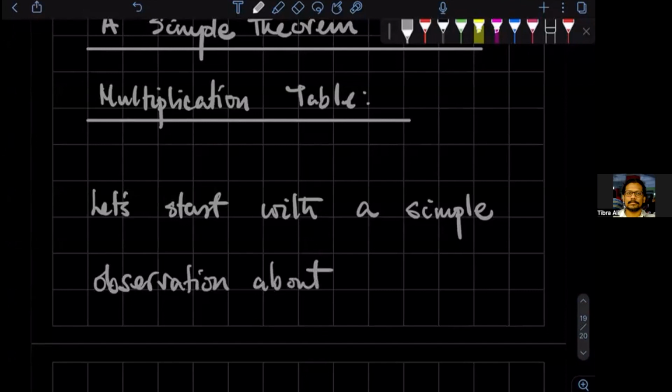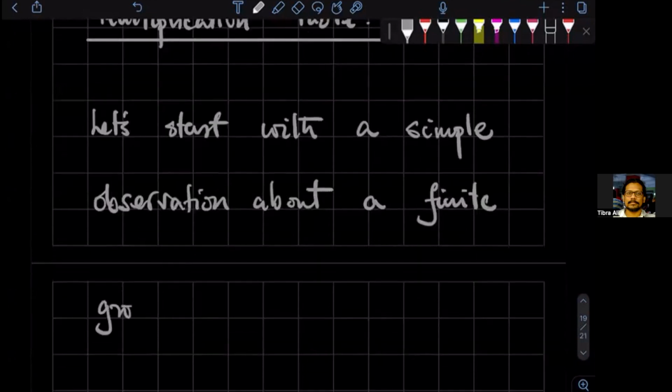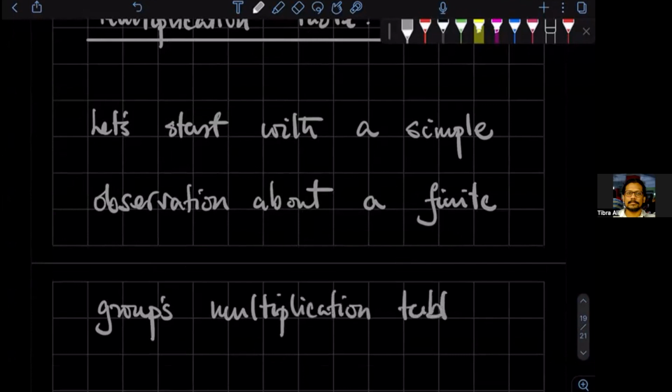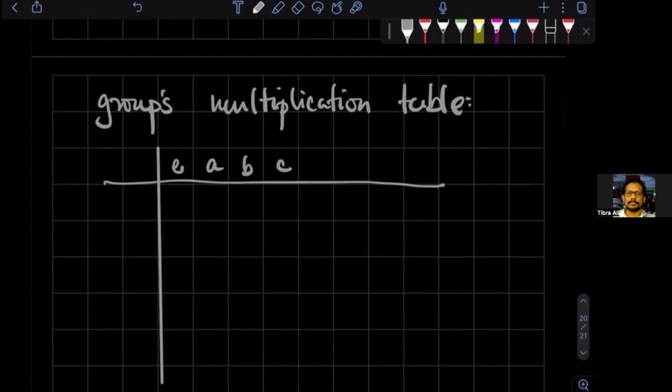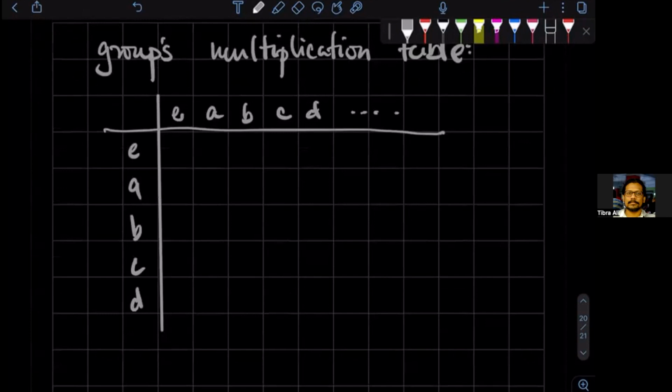About a finite group, finite groups, multiplication table. So what do I mean by that? So if I have a multiplication table like this, we have E, A, B, C, D, dot, dot, dot, E, A, B, C, D, dot, dot, dot.